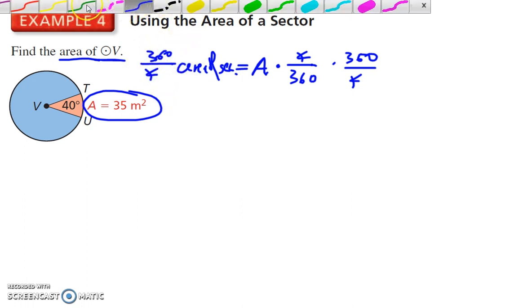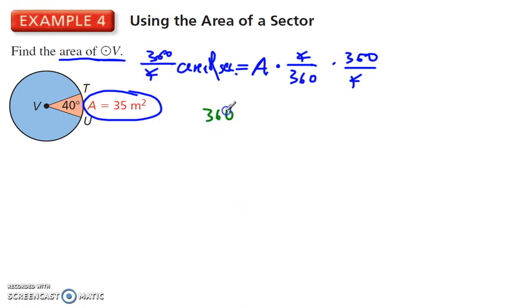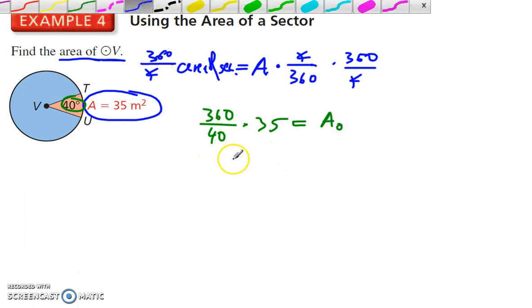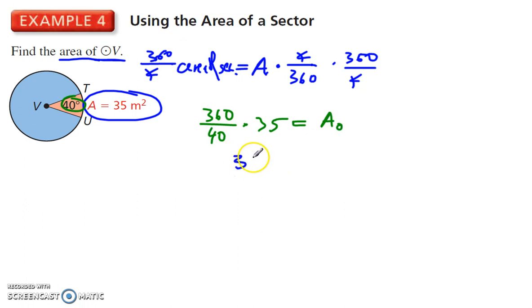Okay, we will plug in. We know 360 and the angle is 40. The area of the sector is 35, and that will give us the area of the circle. All right, plug that in, and that is 315 meters squared. That's the area of the circle.